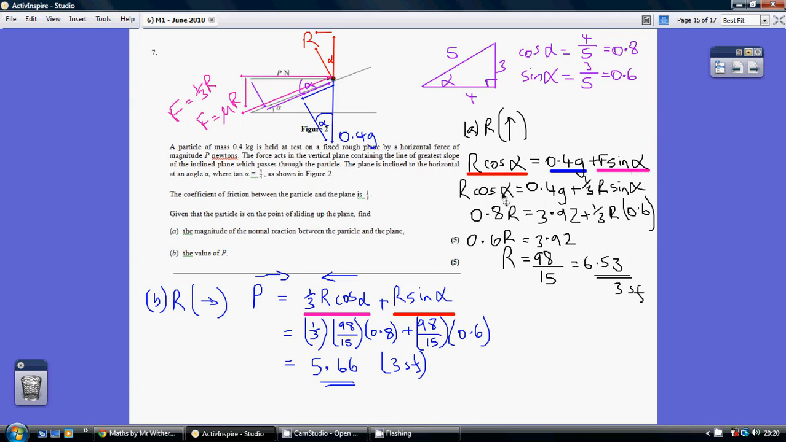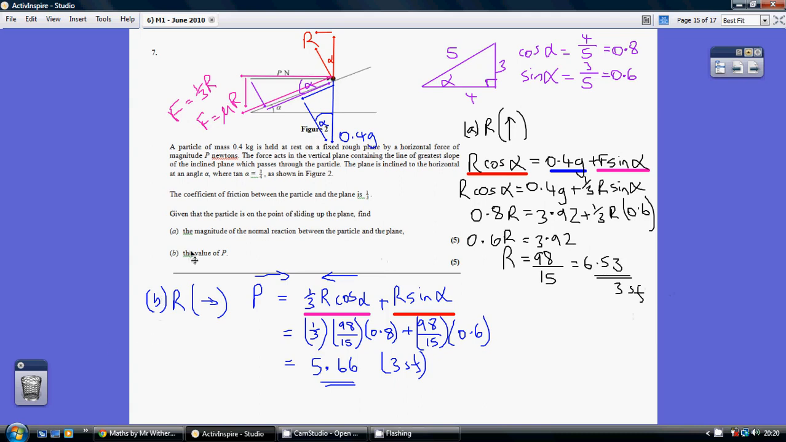So remember that cos alpha is 0.8 and sin alpha is 0.6. Remember that F is a third of R. We know, of course, g is 9.8, so our only unknown now is R, and that allows us to rearrange and solve, and we get 6.53 recurring, which is 6.53 to 3 sig figs.